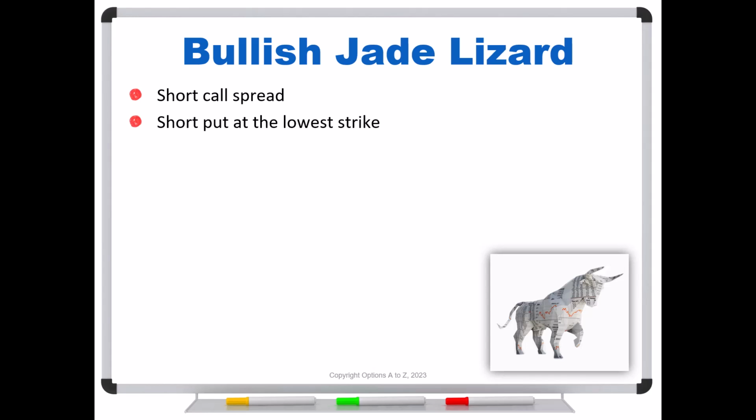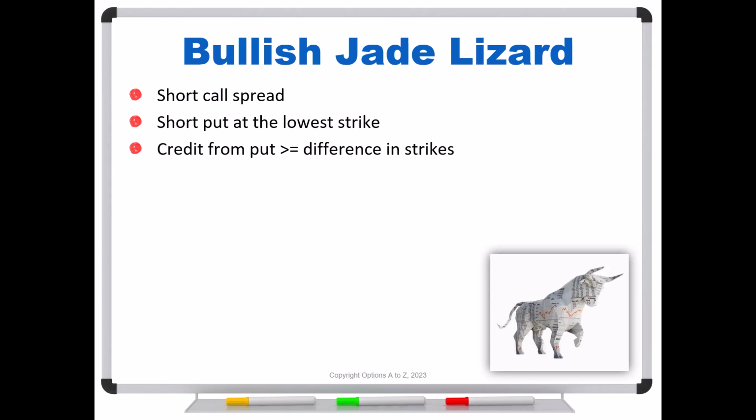Now, one of the basic ideas of the Jade Lizard is that the credit from the short put should be greater than or equal to the difference in strikes in the spread. Doesn't have to be, but that's really one of the ideas behind it. And if you do that, it's going to reduce that upside risk.